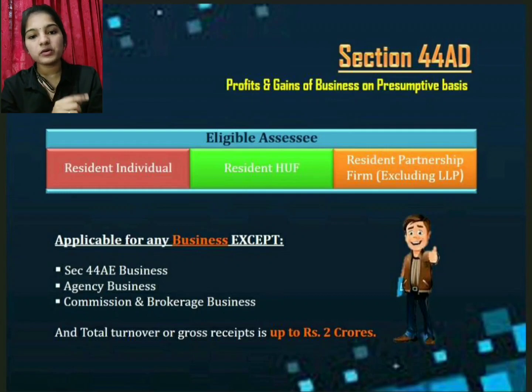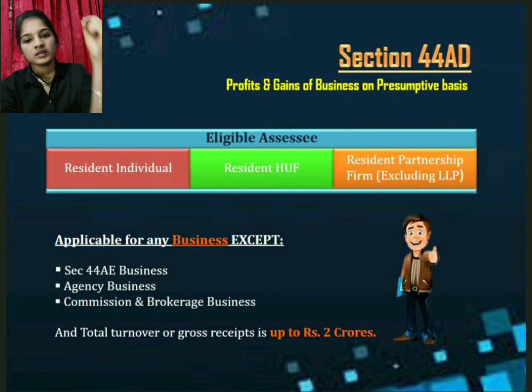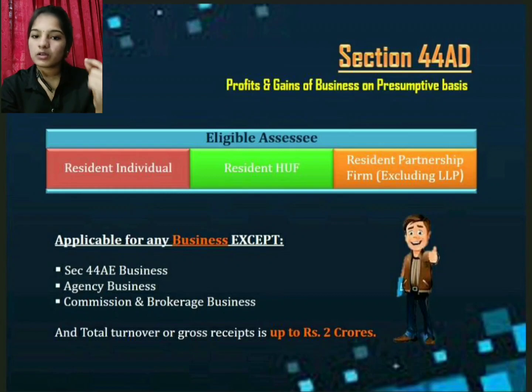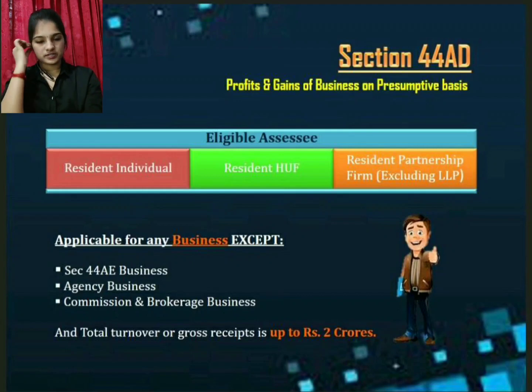And there is one more eligibility criterion, which is regarding the turnover. That is, the total turnover or gross receipts should be less than 2 crores. So, an SSE whose turnover or gross receipts is less than 2 crore is eligible to opt for Section 44AD. If the turnover or gross receipts is more than 2 crore, then he is not eligible to opt for Section 44AD and he should go for the normal provisions.